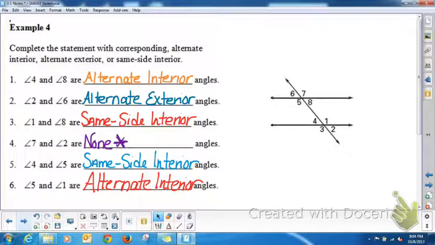Then we have 4 and 5, another pair of same side interior, or if you like to call them consecutive interior, and 5 and 1, alternate interior angles. If you have any questions on this, please make a note of it for class on Tuesday.